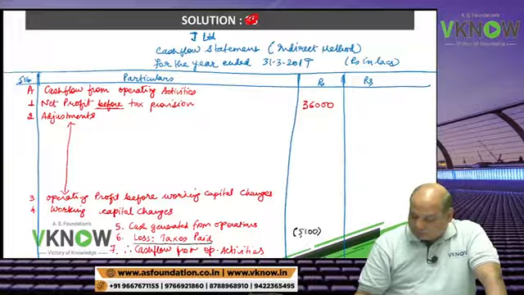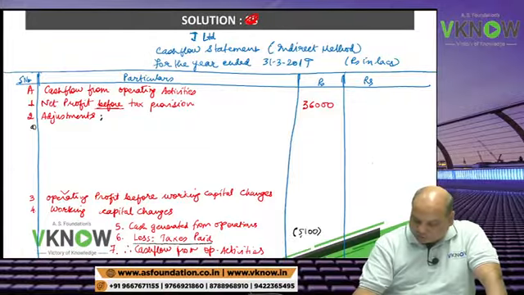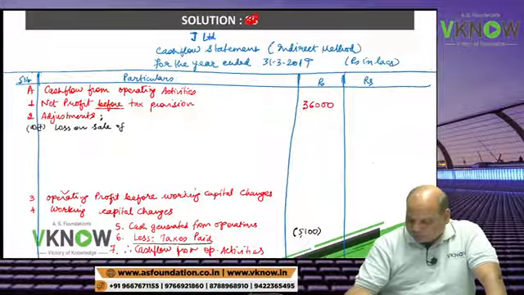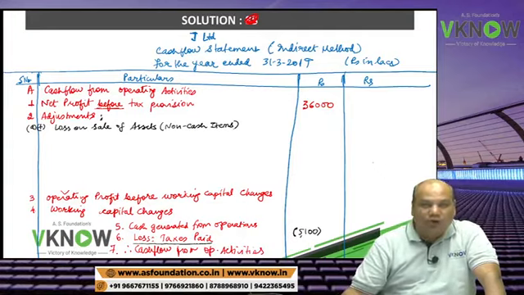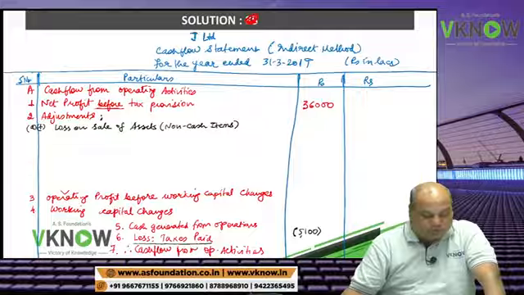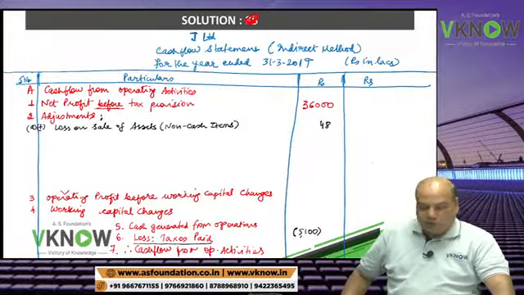So I will go to adjustments. And in adjustment I will write here, small a, add loss on sale of asset. Why are we adding back? It's a non-cash item. The actual cash flow is the sale value. Loss is a book entry. So that amount is 48, right in the first column.